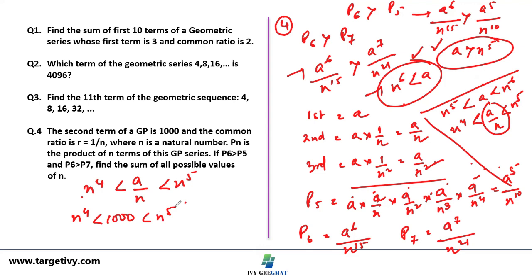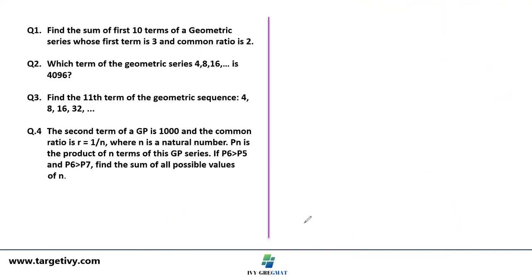So sum of all possible values. Find the sum of all possible values of n. 4 plus 5 is equal to 9. Sort of a question which will not happen in GRE for sure. But in GMAT, we find this kind of a bit of a twist somewhere here and there.